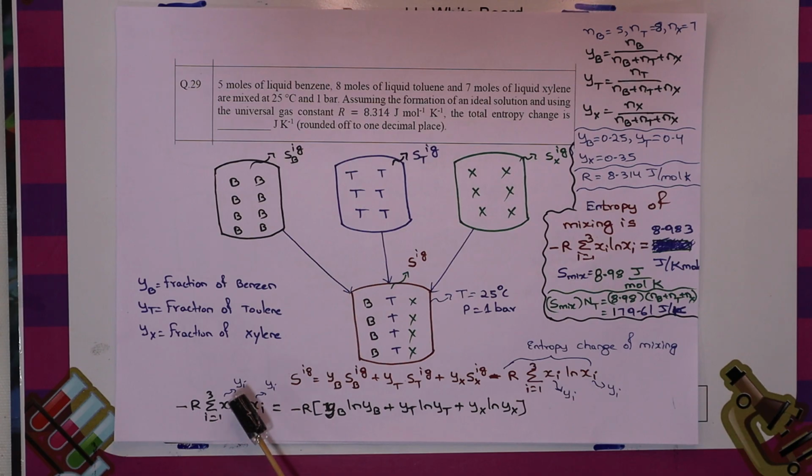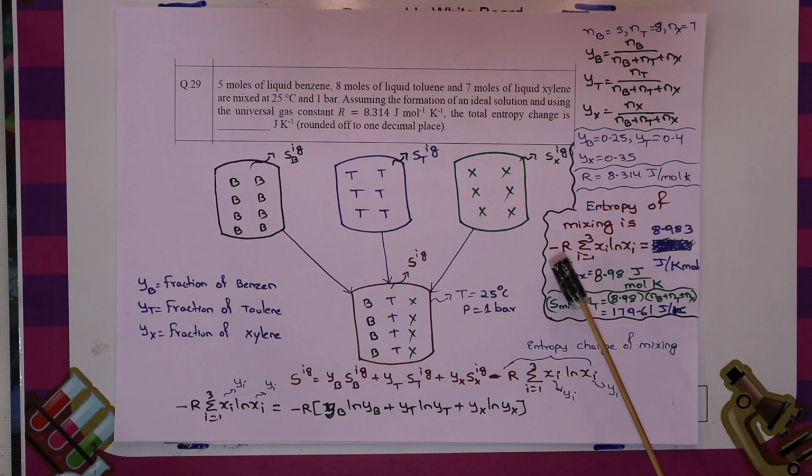That means minus R times the sum over i equal to 1 to 3 of X_i ln X_i is equal to minus R times (Y_B ln Y_B + Y_T ln Y_T + Y_X ln Y_X). You are going to find all these because it is given. R, the universal gas constant value, is given. You are supposed to calculate Y_B, Y_T, Y_X, and the moles information is given. The total number of moles of benzene is 5, toluene is 8, xylene is 7. So the fraction of benzene in this mixture is moles of benzene divided by total moles, which is benzene plus toluene plus xylene. Similarly, you can calculate the fraction of toluene and the fraction of xylene in the mixture. After plugging all the numbers into this equation, I get Y_B equal to 0.25, Y_T equal to 0.4, Y_X equal to 0.35, R equal to 8.314 joule per mole Kelvin.